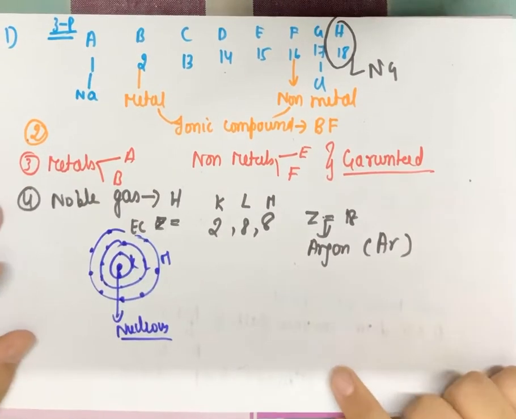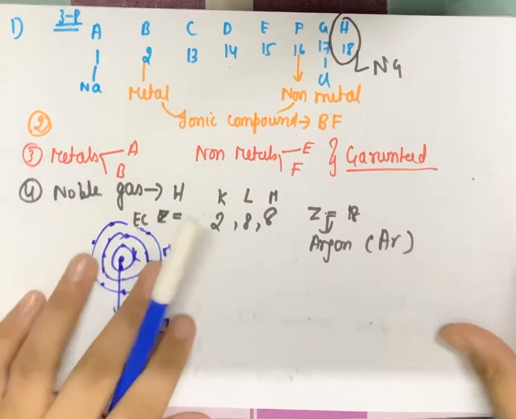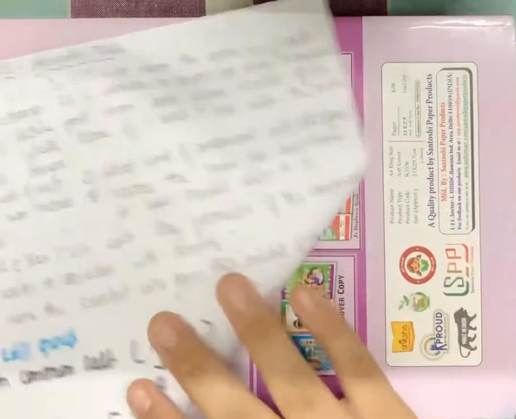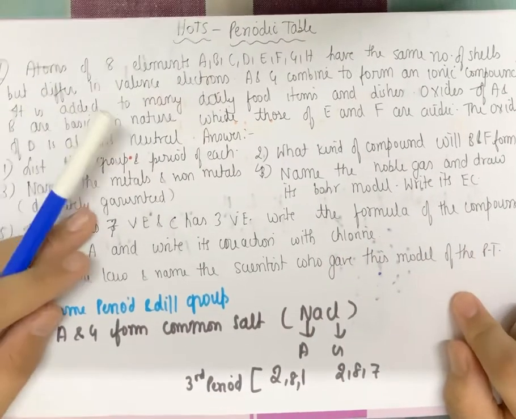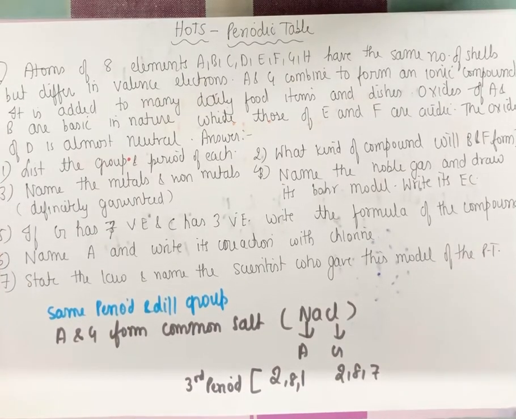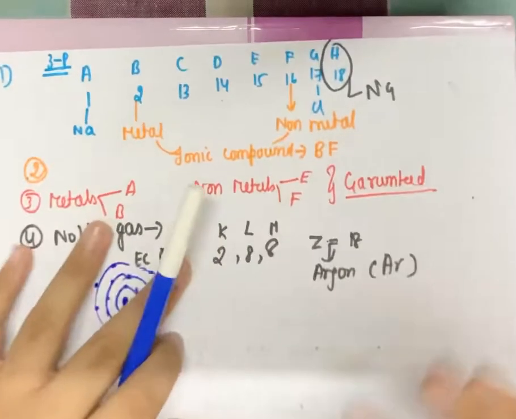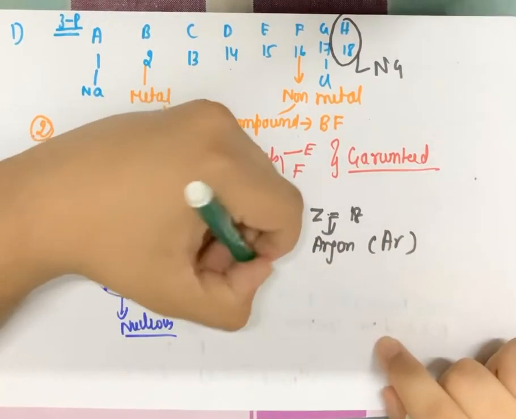Here. Fine. So this was the fourth part. Coming on to part number 5. Part number 5 is: if G has 7 valence electrons and C has 3 valence electrons, write the formula of the compound. G has 7, C has 3. So, formula writing.